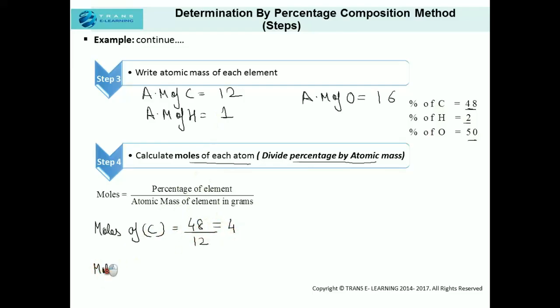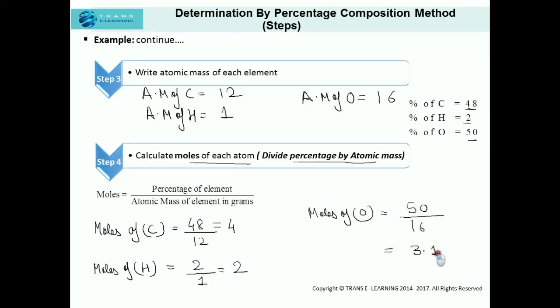Then moles of hydrogen, that will be the percentage of hydrogen, that is 2, upon atomic mass, that is 1. This will come out to be 2. And then moles of oxygen, so the percentage is given as 50 and the atomic mass is 16, so this will come out to be 3.12.